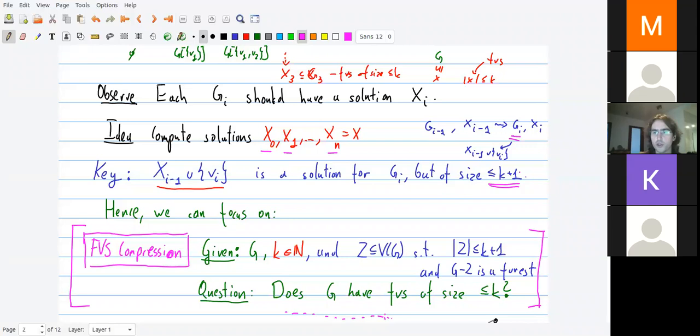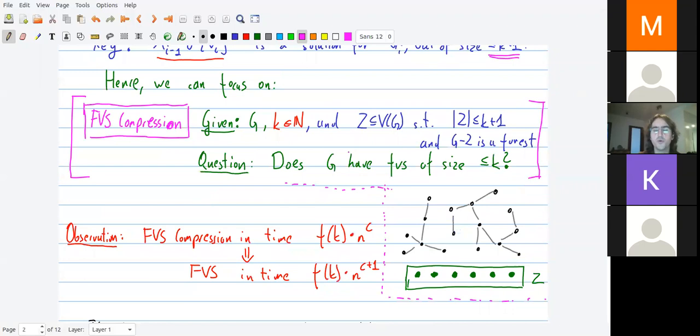So in essence, what we end up with is that when solving feedback vertex set, we can focus on this problem that I will call feedback vertex set compression. I'm given an instance of feedback vertex set, so a graph G and an integer k, for which I would like to find a feedback vertex set of size at most k. And from the previous iteration, what I get is a solution that is slightly too large, that is of size at most k plus one.